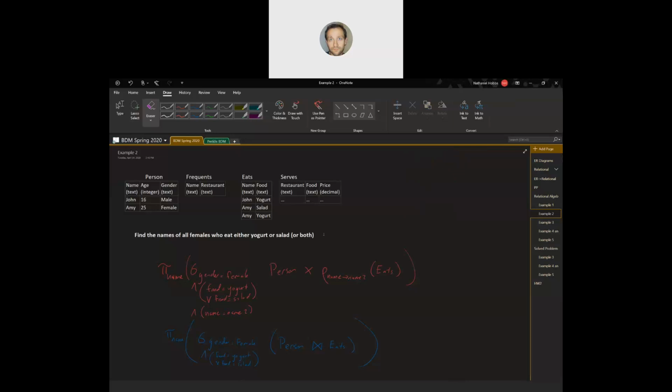Okay, so here, again, we want to create a relation by combining the relations that are important to this query. In this case, it's the names and genders. So we're getting that from the person relation, because we care about females and their names, and what they eat. And we get that from the eats table here.